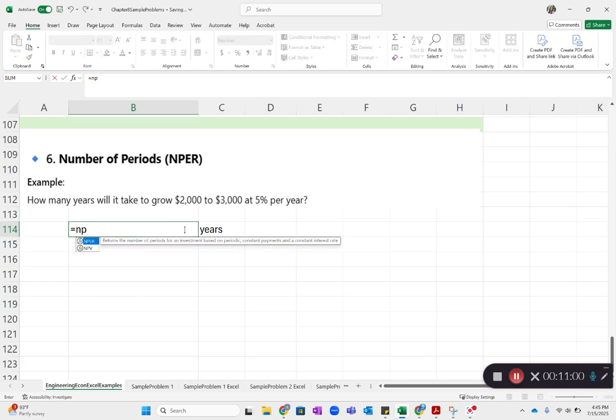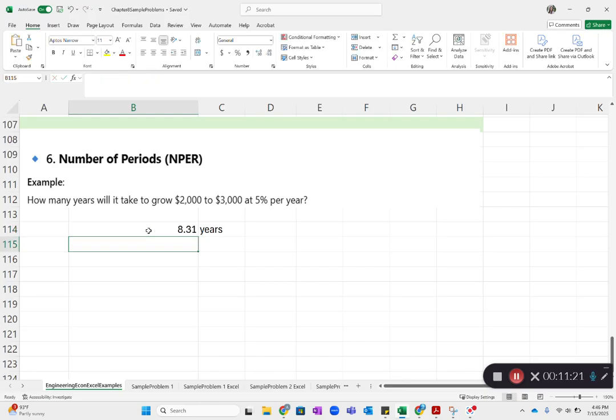Okay, so I could say number of periods, and my interest rate is 5%. And then I'm going to leave that field blank because I don't have a uniform series or an annual amount. And then my initial value is 2,000. Since it's a cost, I'm going to make it negative. And then I would say my final value will be 3,000. So that then is 8.31 years. And you could convert those decimals to be months out of the year. But there you go.